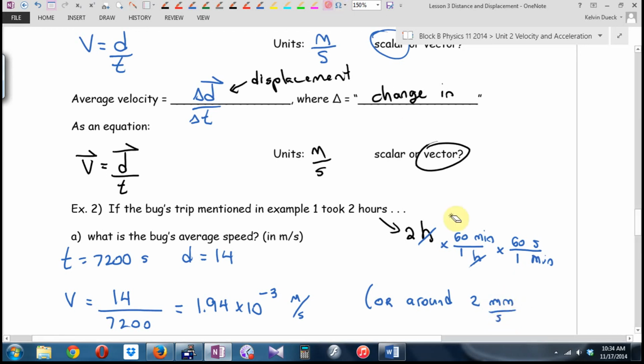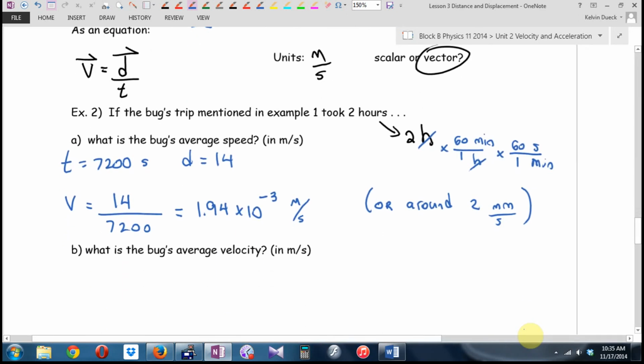Or around 2 millimeters per second, if you want to put that into some context. Every second it's traveling about, what's 2 millimeters? About like that, right? It's a slow bug. Snail, slug, I don't know, it's slow.